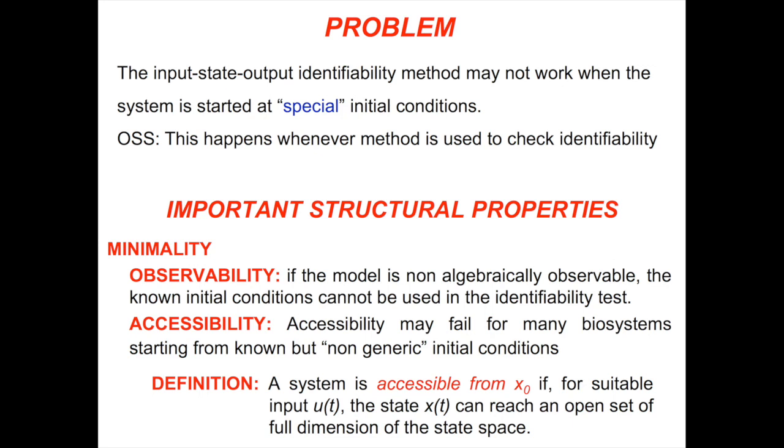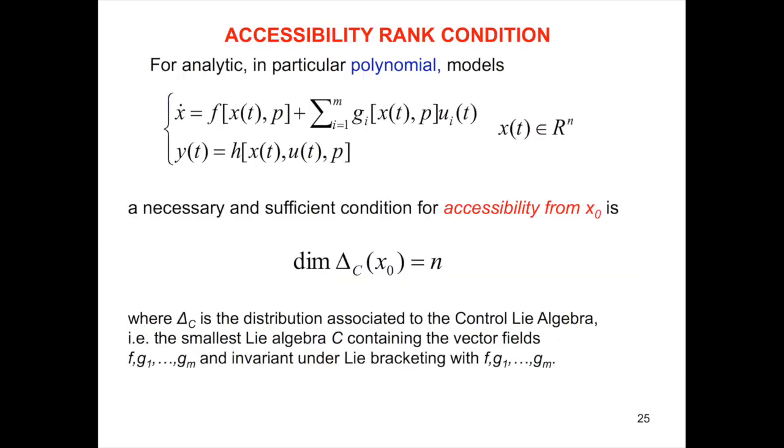The system is accessible from the initial condition if, for suitable input U, the state X can reach an open set of full dimension of the state space. So we have to check, if we have specific initial conditions, not generic, for example from zero, whether the system is accessible from those initial conditions. And luckily, we have an accessibility rank condition, which works for analytical models. If I write the model in this way, affine in the control, which is the usual situation in applications, we have a necessary and sufficient condition, which can be checked by Lie bracketing the F and G of the model. So we have to calculate these.